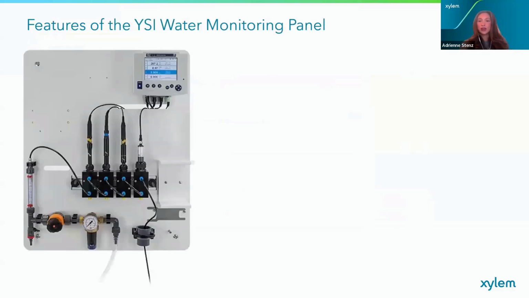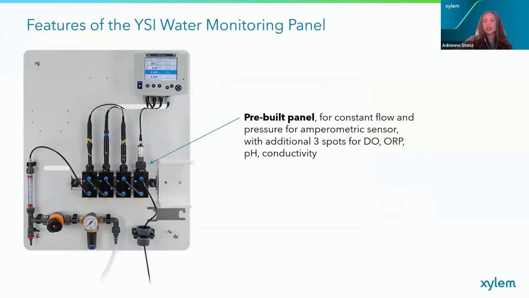Our amperometric chlorine sensors come in a pre-configured panel called the water monitoring panel. Amperometric sensors are sensitive to sample flow rate, pressure, and other conditions. So placing them in these pre-configured flow cells ensures consistent sample conditions at all times for these sensors. These panels can include up to 4 flow cells with options to measure free chlorine, total chlorine, electrochemical DO, ORP, pH, and conductivity.